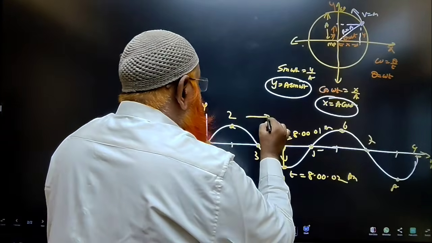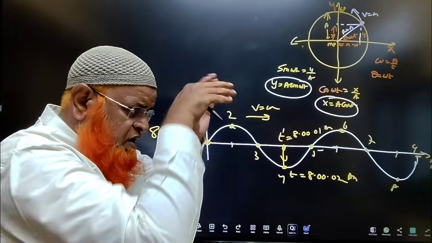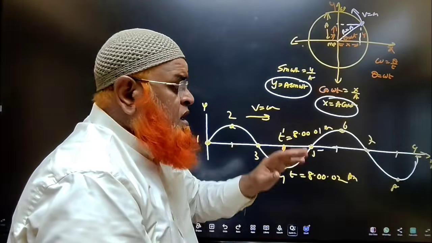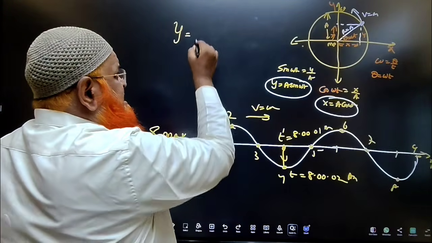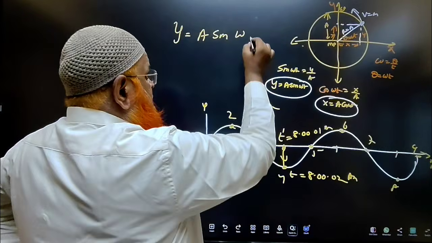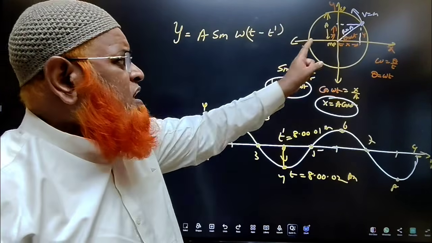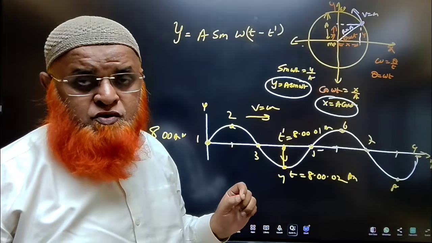The wave is moving with a constant velocity v, and the particles are jumping up and down. This combination is given by the equation y = a sin ω(t − t'). Previously you have taken only a particle, so sin ωt. Now you have taken a wave.